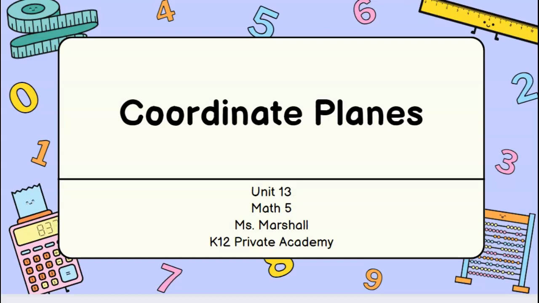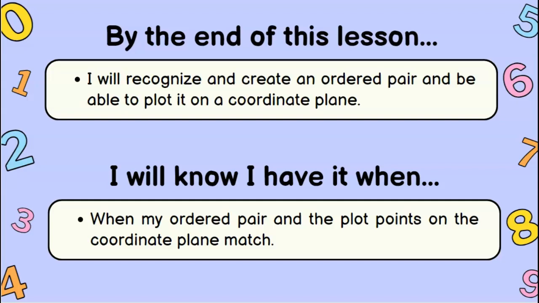Today's lesson is over coordinate planes from Unit 13. By the end of this lesson, you'll be able to recognize and create an ordered pair and be able to plot it on a coordinate plane. You'll know you have it when your ordered pair and the plotted points on the coordinate plane match.